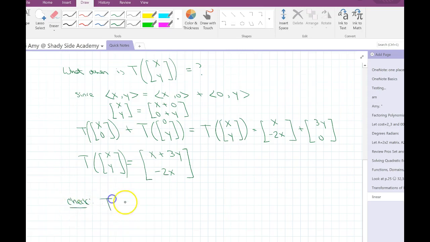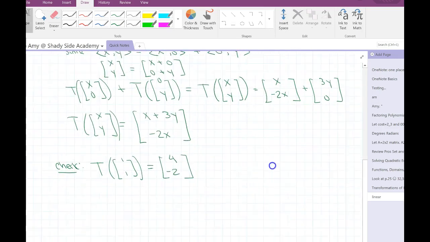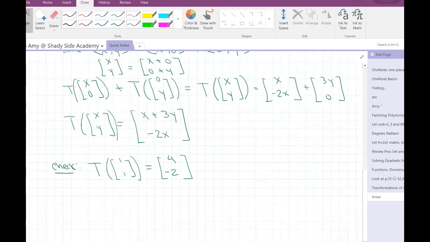What if I use this transformation and apply it to the vector 1, 1? Let's see. If I apply the transformation to this vector 1, 1, the result is going to be, let's see, 1 plus 3 is 4, negative 2. There you go. Ding, ding, ding. Okay. With this transformation, I can now ask you a bunch of follow-up questions.